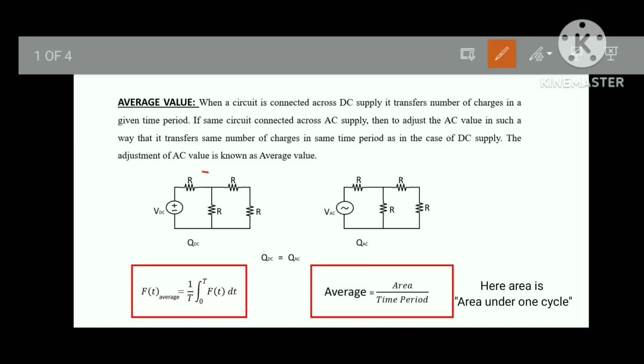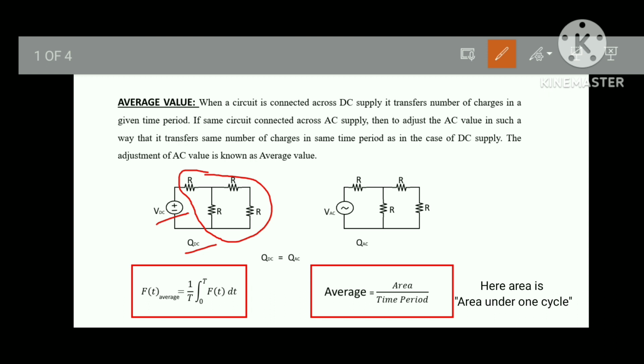Today we will learn calculation of average value for some basic standard signals. So what is average value? When a circuit is connected across DC supply, it transfers certain amount of charges in a given time period. Here you can see in the figure, this circuit is connected across DC supply VDC. It transfers, let's say, QDC amount of charges in a given time period.